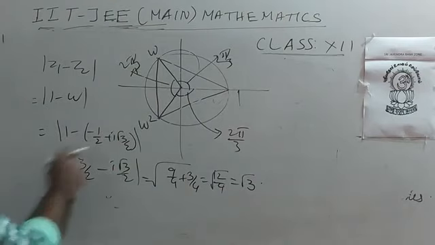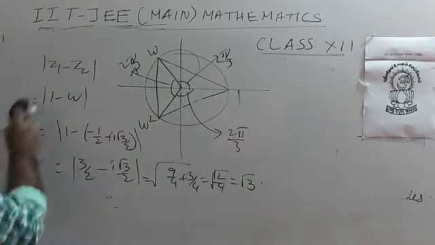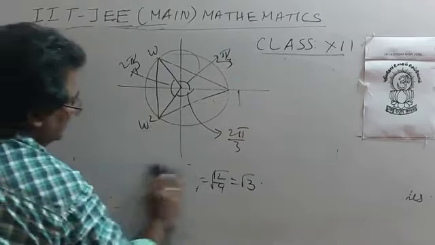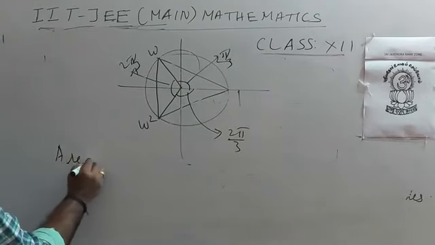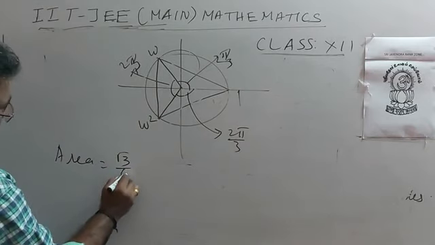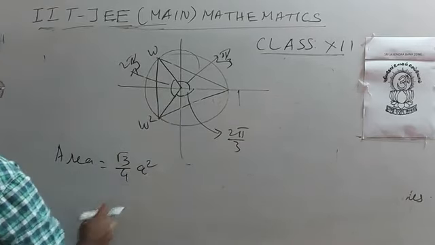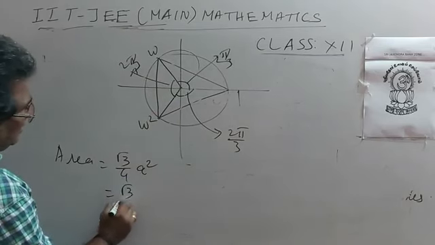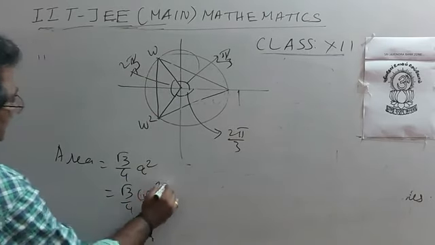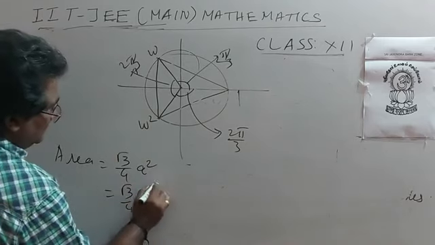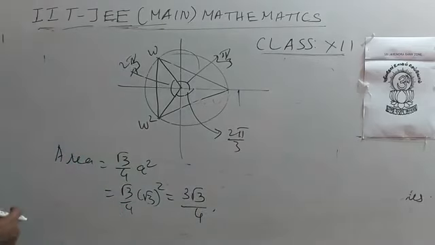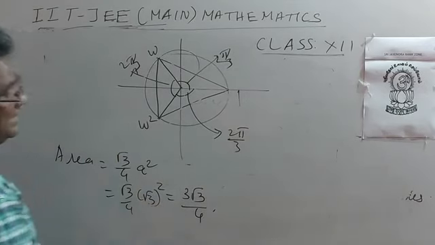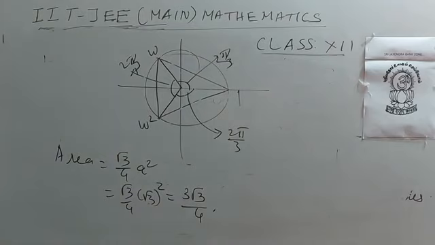So what will be the area of this equilateral triangle formed by cube roots of unity? Since this is an equilateral triangle, area is root 3 by 4 into a squared. Now we found a equal to root 3, so root 3 squared is 3. The area of the equilateral triangle formed by the cube roots of unity on the unit circle is 3 root 3 by 4.